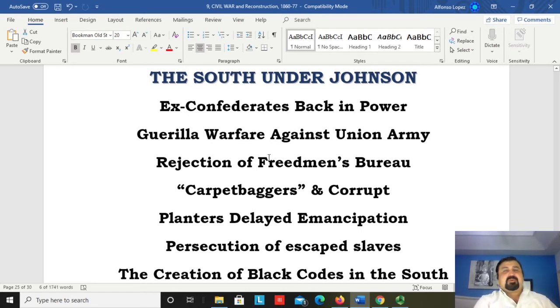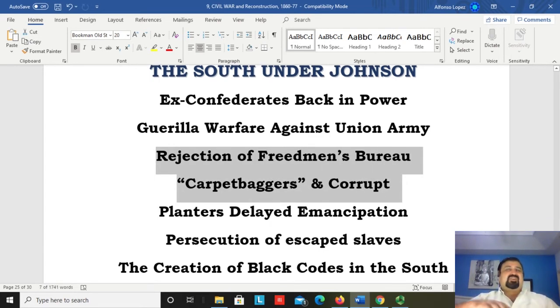The Freedmen's Bureau is also under severe pressure in the South because Johnson doesn't support it. Johnson doesn't believe in the Freedmen's Bureau. As a matter of fact, he thinks that it's totally unnecessary. This is useless, in other words, because it protects the free population. So he's not really a big supporter of the Freedmen's Bureau.